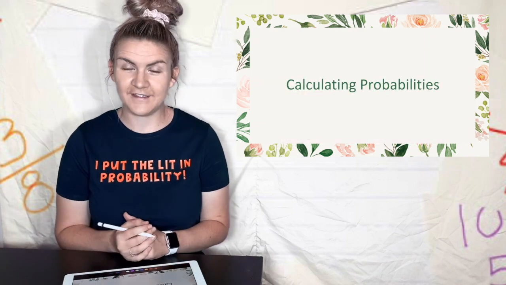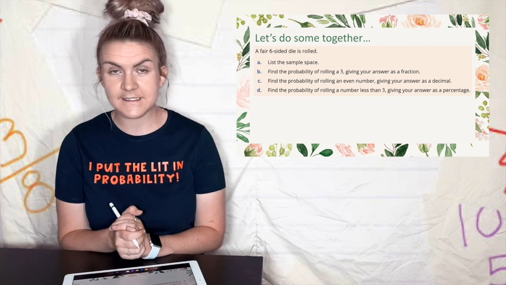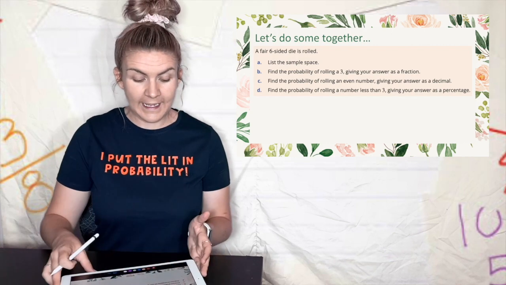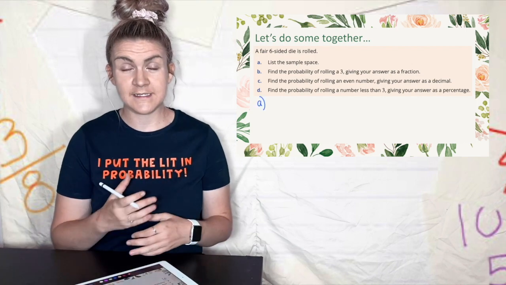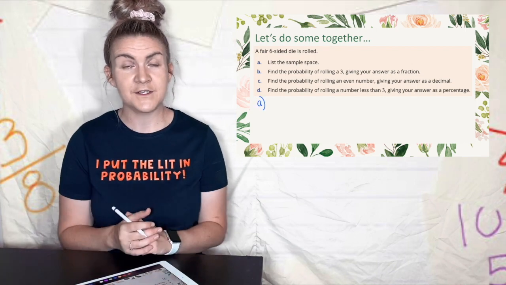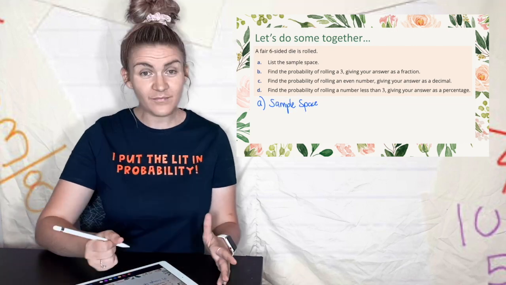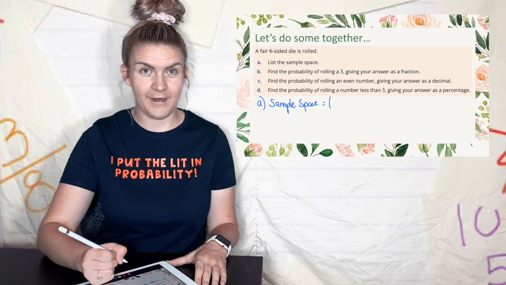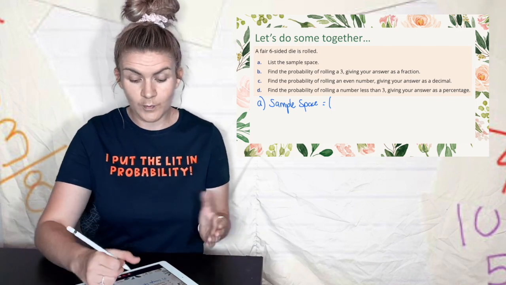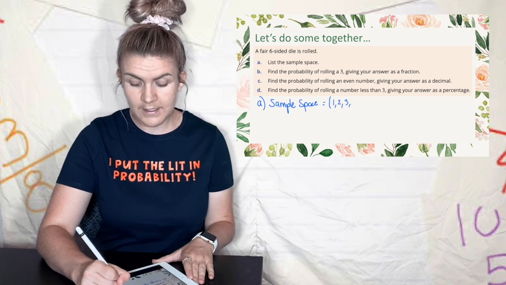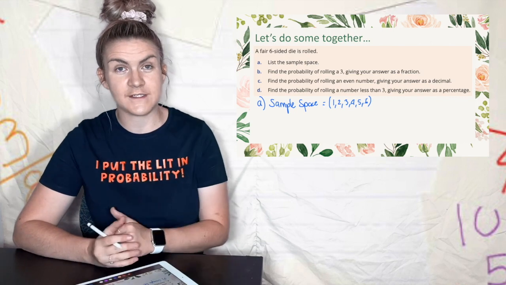Let's have a go at calculating probabilities. Let's do some together. It says a fair 6-sided dice is rolled. A is list the sample space. Now we know that the sample space is a list of all possible outcomes. When we write the sample space, we actually first write the words sample space. Then we do an equal sign and we do some brackets. Now we've got to list all the possibilities of rolling a dice. We could get a 1, 2, 3, 4, 5, or 6. And that is the whole sample space.